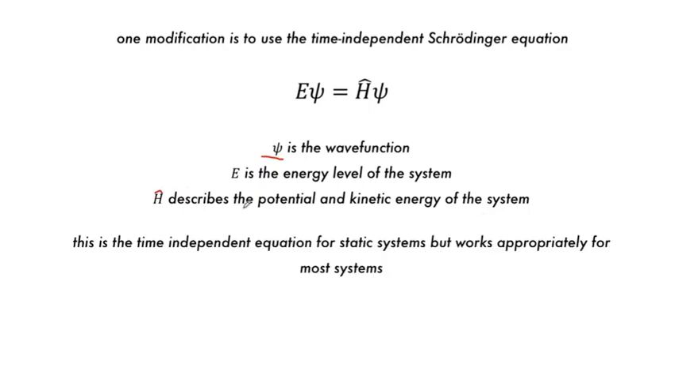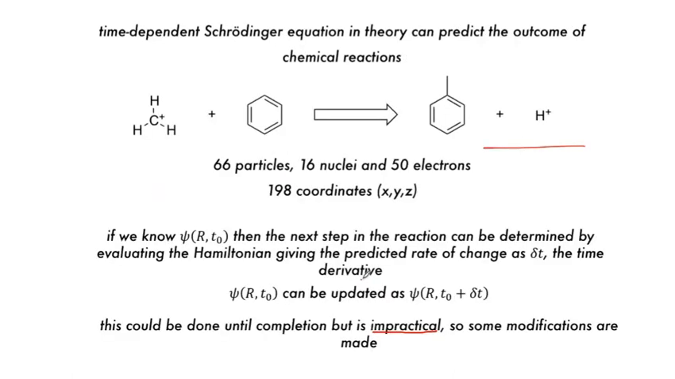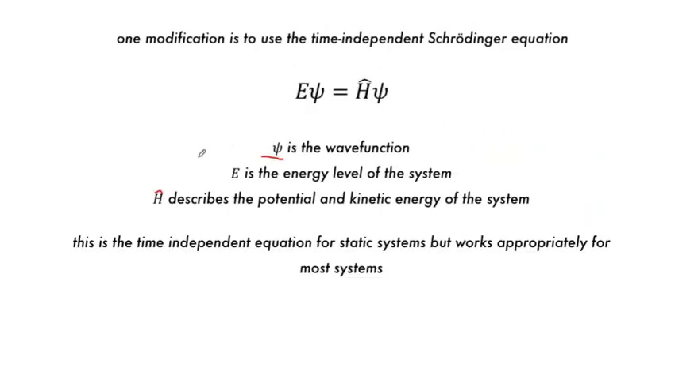So this is the time-independent equation for static systems, but it works appropriately for most systems. So it basically means that in our previous example, we would just have to calculate the molecules individually as they just stay in one position. So the nuclei would be effectively fixed.